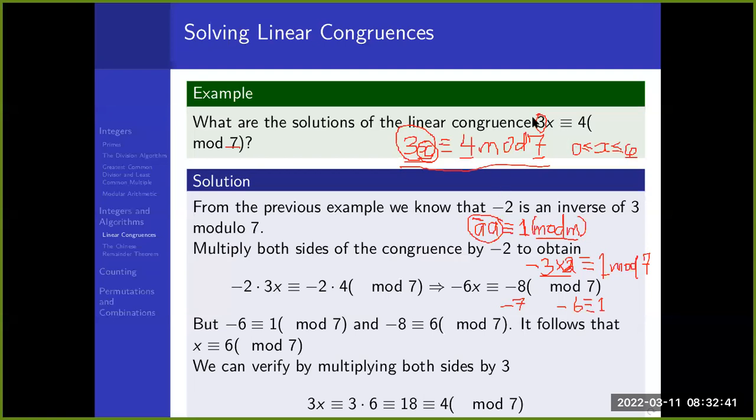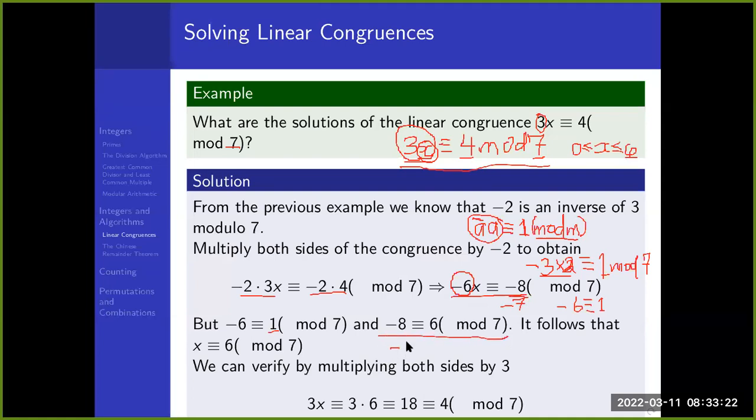So if you multiply both sides by the inverse of 3 modulo 7, then on this side you will have, this is exactly what we have done here, -2 times 3. And on the other end, you'll have -2 times 4. So when you work that out, you have -6x is congruent to -8 modulo 7. But we know that -6 is congruent to 1 modulo 7. So I can replace -6 by 1, right? I also know that -8 is congruent to 6 modulo 7. You can check that if you want to be sure.